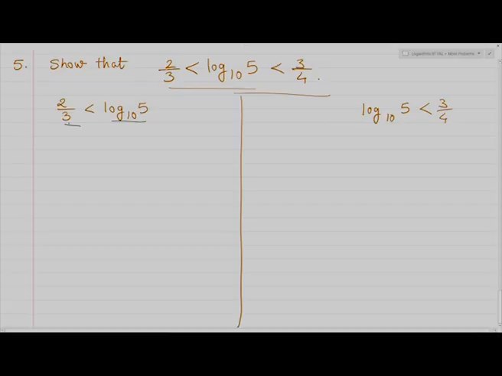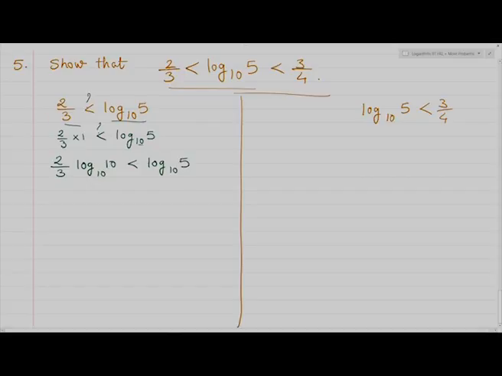How will I handle this issue? We have already handled this issue. This is 2 by 3 into 1, which is less than log to the base 10 of 5. Right. What will this 1 be? According to our convenience, it should be log to the base a of a, but since I want to compare this with base 10, I will put log to the base 10 of 10 is less than log to the base 10 of 5.